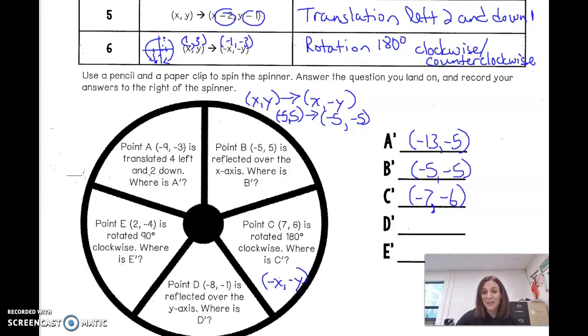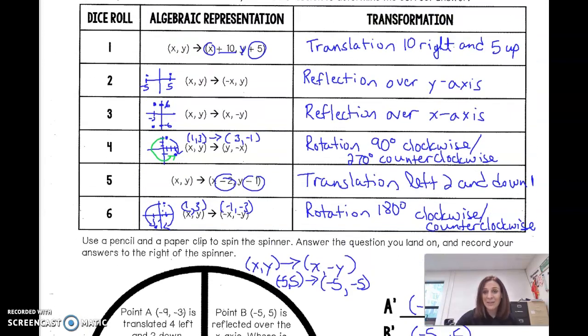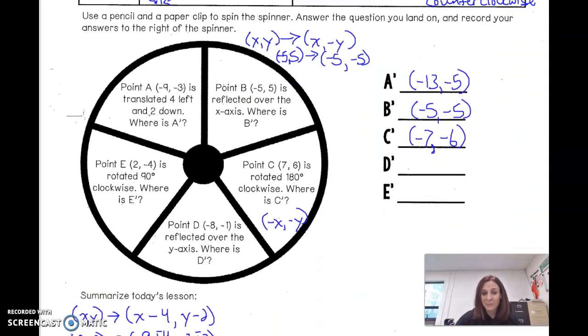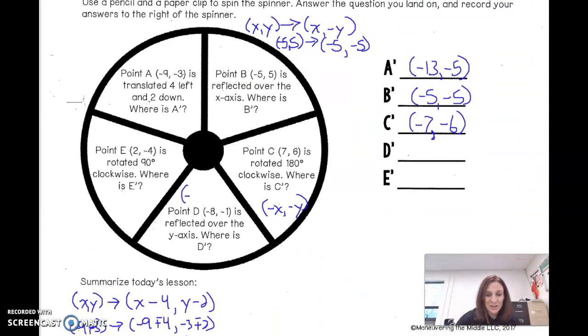D, if it's reflected over the y-axis, reflected over the y, we make our x value opposite. So I'm going to just -x, y stays the same, and we're reflecting over the y-axis. We're not changing that y. So the opposite of -8 is going to be a +8, and y stays the same, so it's going to say -1. All right, one more.